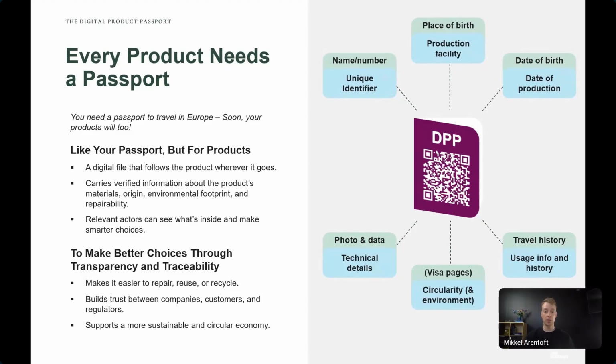Because the digital product passport increases the transparency, it builds trust between you and your supply chain, customers, and regulators. By providing product-specific data, such as material data, repair guidelines, the condition it's in, and recyclability, you are supporting the circular economy of your products.